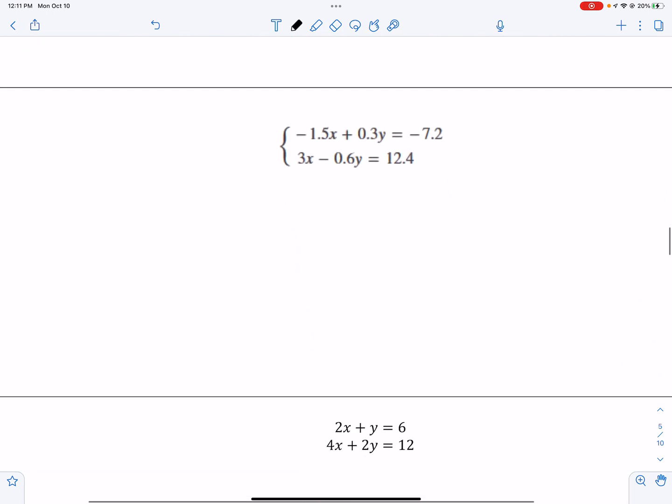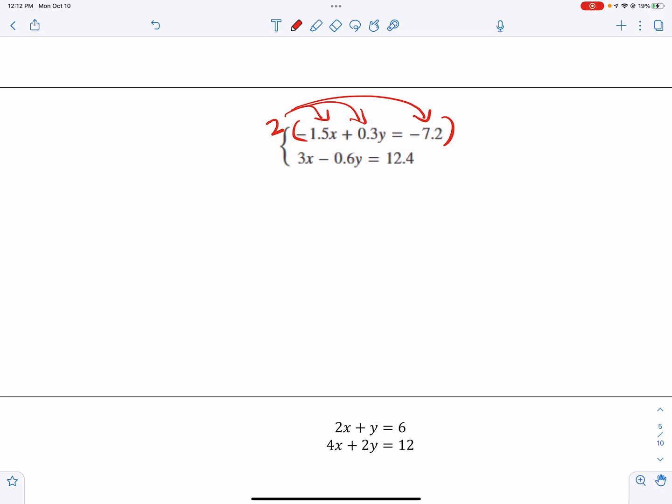Now this one is twofold because it's got decimals. A lot of times, students will see that they can divide the bottom equation by 2 and get the same answer. Or you can look at the top equation, and if I multiply by 2, I'm going to get something to cancel. So that's what I like to do. I tend to like to multiply rather than divide. I don't know why, but it just goes with my brain a little bit better.